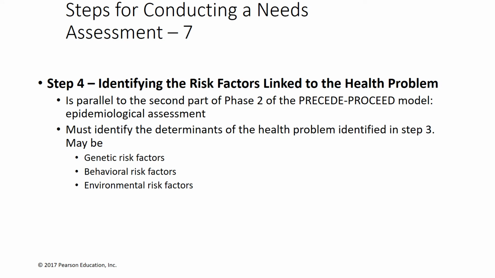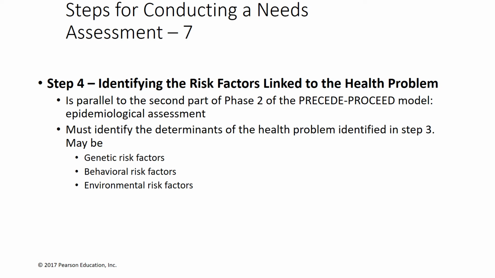Okay, step 4 in conducting a needs assessment, identifying the risk factors linked to the health problem. Okay, so here we're focusing on those independent variables. The idea is that if our health problem, that's our dependent variable, if we want to decrease the incidence or prevalence of that health problem, well, the way that we do that is by facilitating change in the contributory causes to that health problem. In other words, we are looking for independent variables that if we manipulate, if we change them, we would expect to see some type of change in the dependent variable or the health problem.